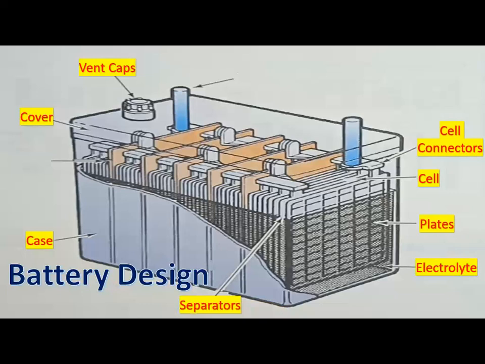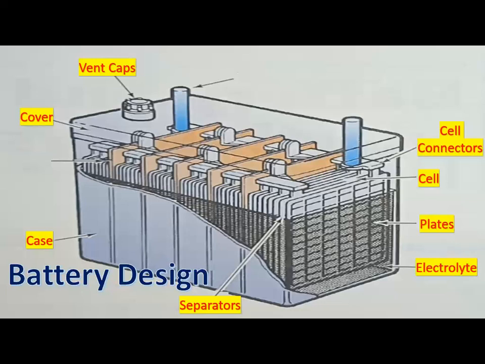Separators are positioned between each pair of battery plates to keep the plates from touching each other. Separators are made from fiberglass sheets or plastic envelopes that fit between or over the plates. The separators prevent the plates from touching each other and shorting together electrically.